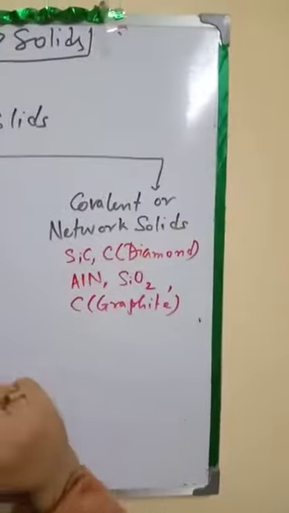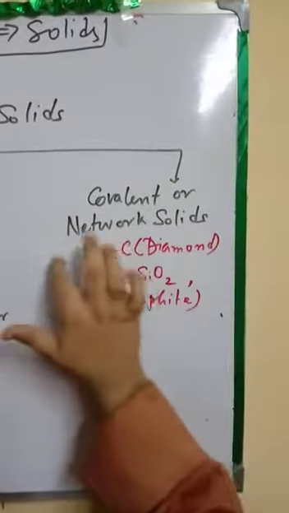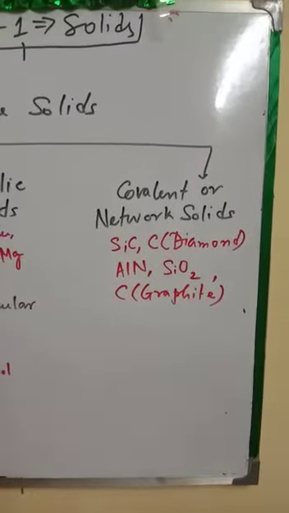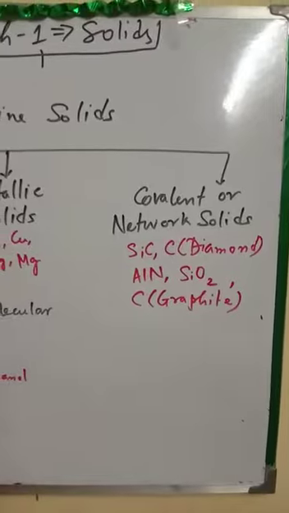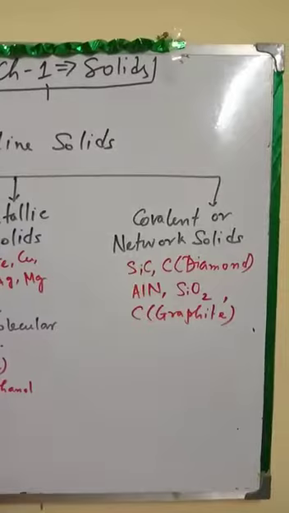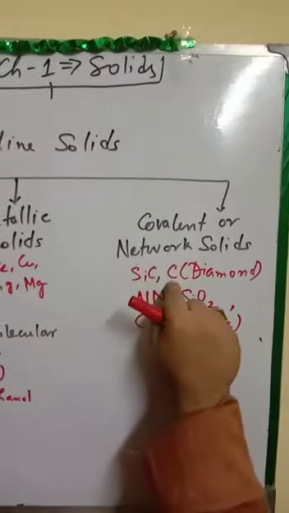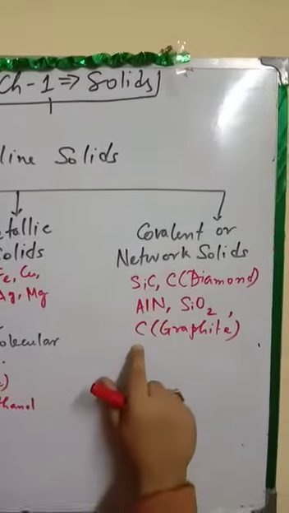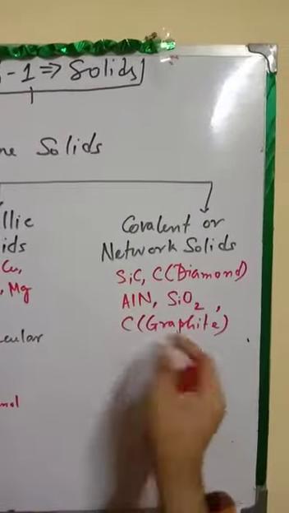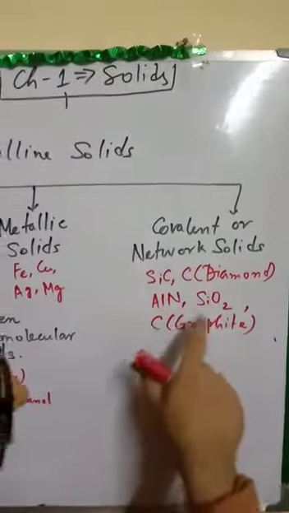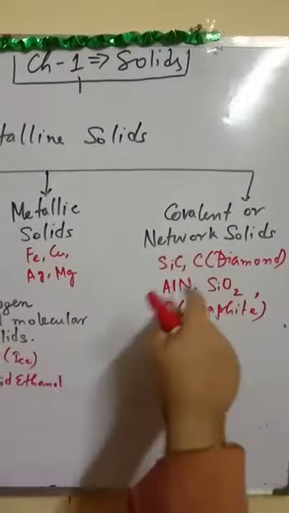Now covalent or network solid. The name suggests that these are giant network compounds. Obviously these are covalent compounds. Some examples are given. It is silicon carbide or carborundum. Second, the allotropic forms of carbon. One is diamond, a giant network solid. The second one is graphite, another allotropic form of carbon. Aluminum nitride is also an example, and so is silicon dioxide, which you call sand in common language.